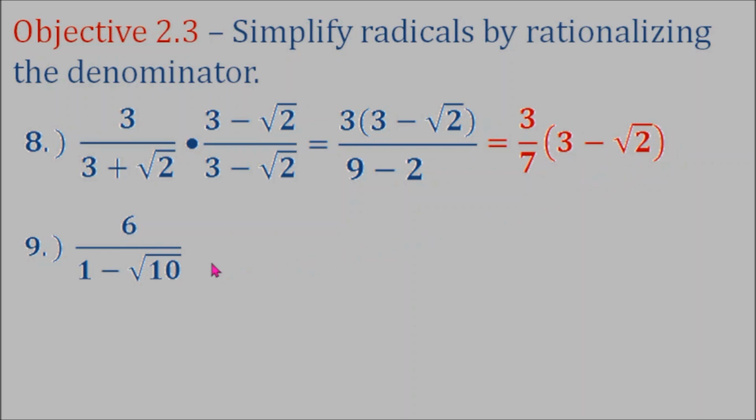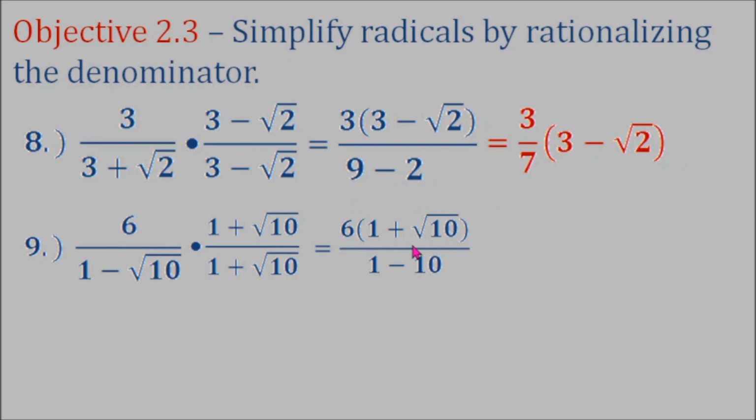Item number 9, 6 over 1 minus square root of 10. Now to rationalize the denominator, we are going to multiply both the numerator and the denominator by the conjugate of 1 minus square root of 10. And the conjugate of 1 minus square root of 10 is 1 plus square root of 10. So for our numerator, we have 6 times the quantity 1 plus square root of 10.